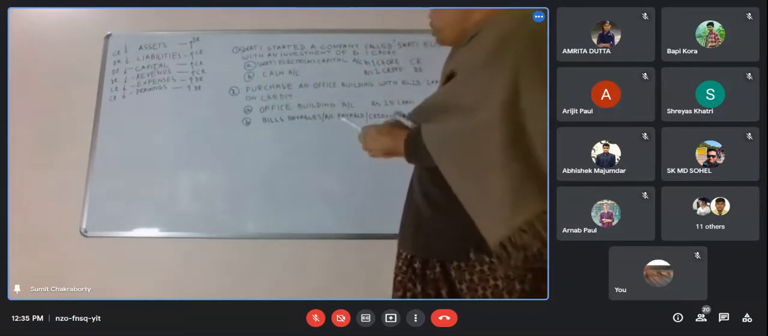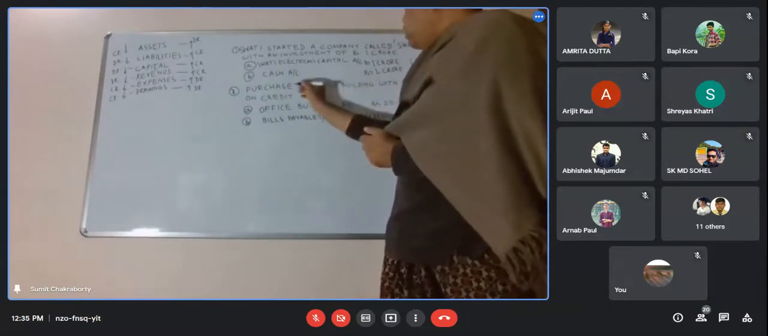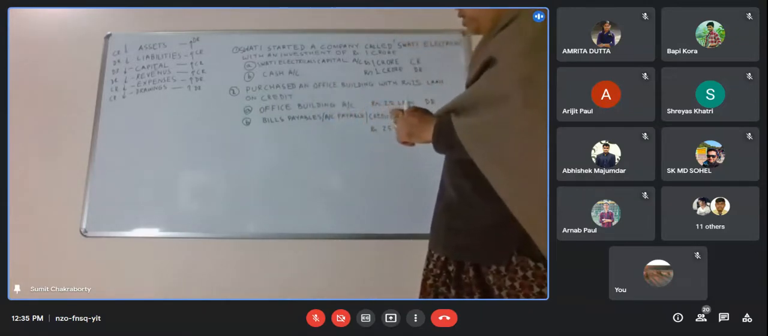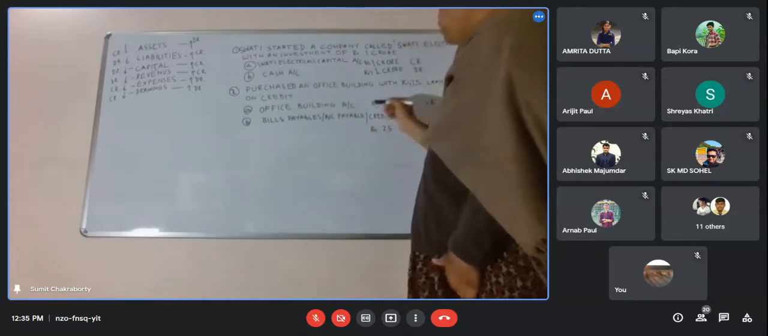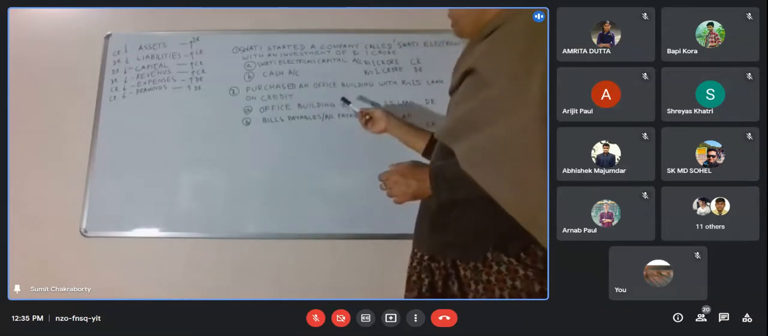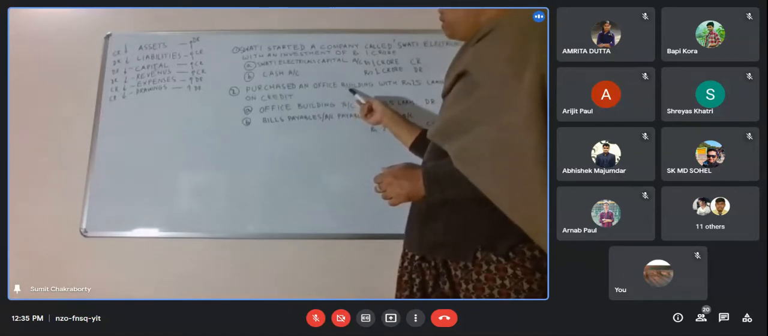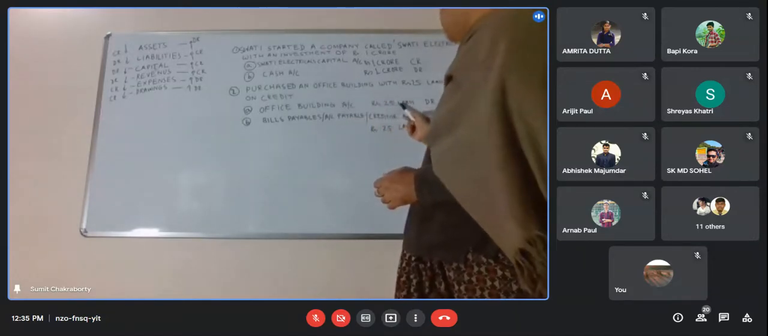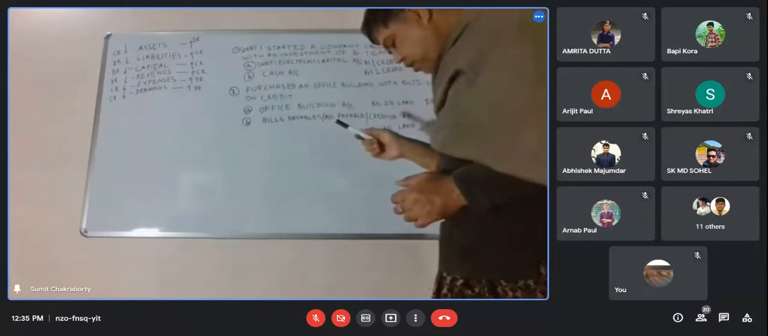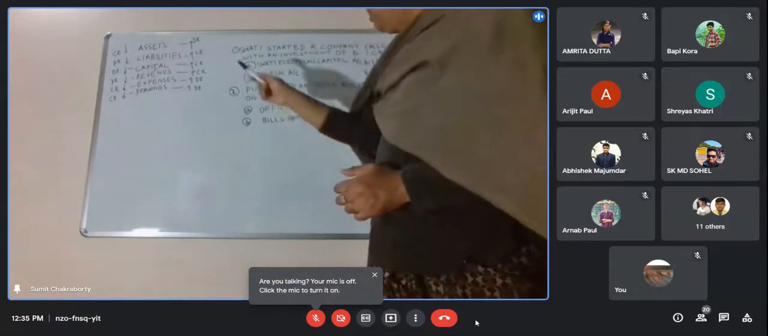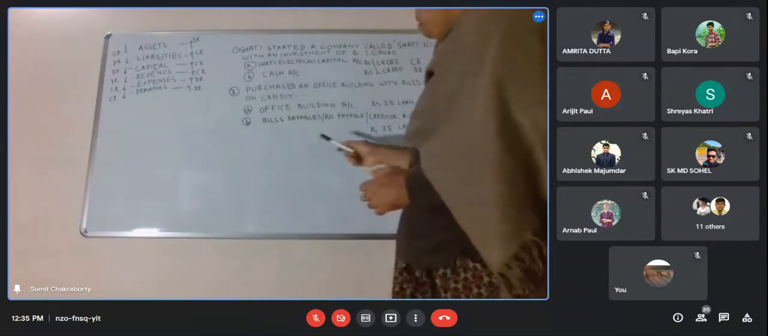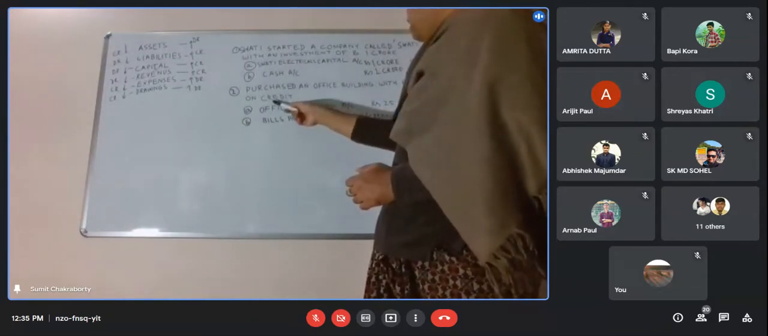Second, purchased an office building with 25 lakh on credit. So the office building itself is an asset. Office building account, 25 lakhs. There was no office building, now there is an office building. So asset increases, debit. Bills payable on credit.